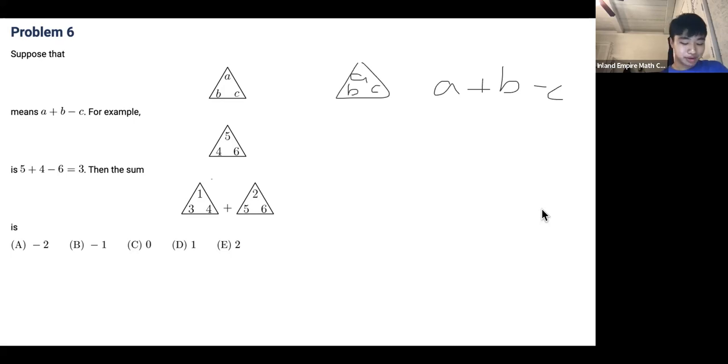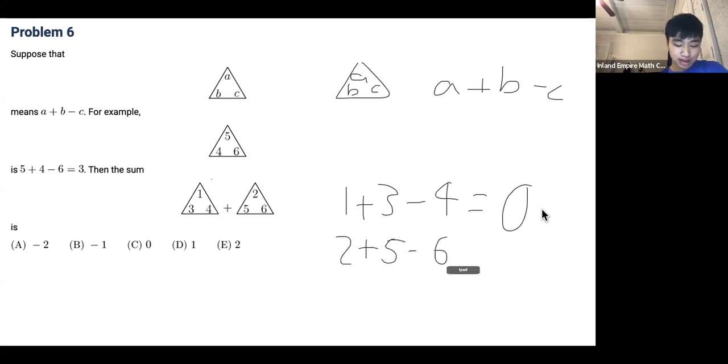But what we get on the bottom is that we have 1, 3, and 4. So 1 is on top, and then 3 is on the bottom left, so 1 plus 3, and then 4 on the bottom right, so that gets subtracted. And then 1 plus 3 minus 4 is 0. And on the other side, we get 2 plus 5 minus 6. 2 is on top, 5 is on the bottom left, 6 is on the bottom right. What we get is 2 plus 5 equals 7. 7 minus 6 equals 1. So that's a quick, easy way to think about this arithmetic.